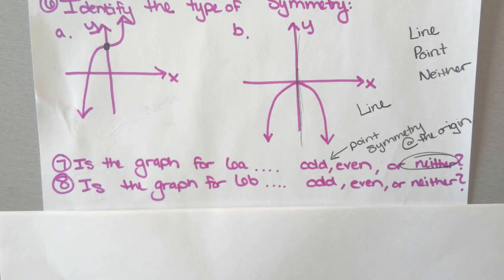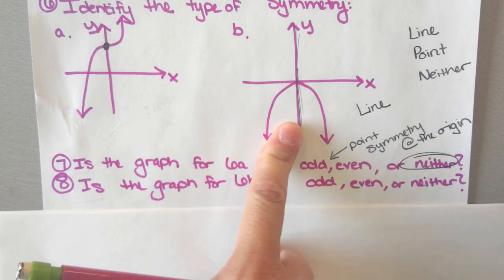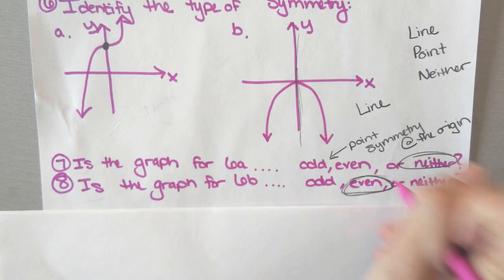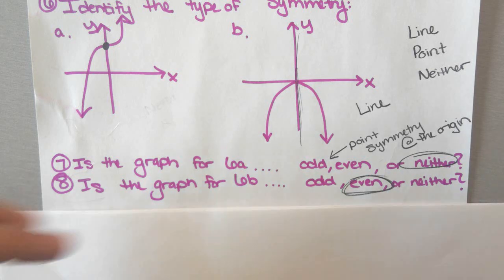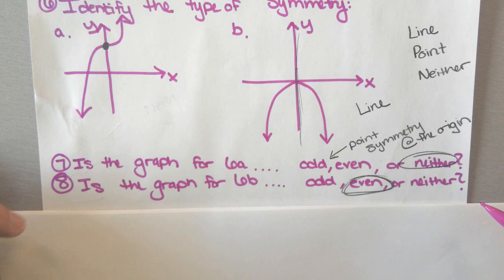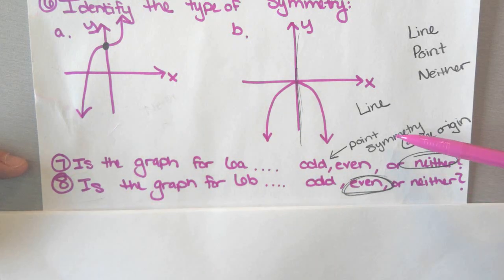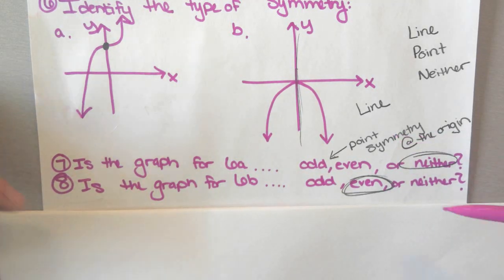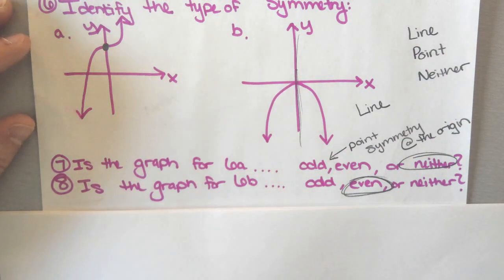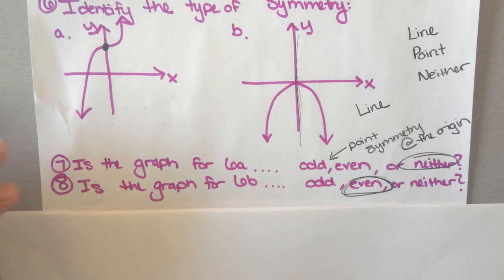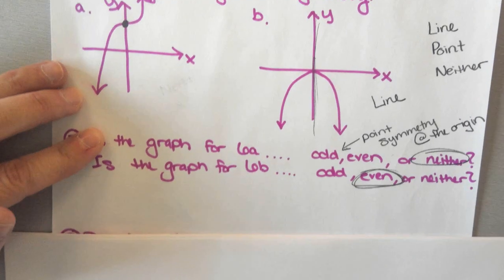How about number 8? So now we're looking at B. Odd, even, neither. Even is correct. It is line symmetric, but it's also even beyond that because the line of symmetry is the y-axis. So think of this as an extra step that you have to take. Not only does it have to have point symmetry, but it has to be at the origin. Not only does it have to have line symmetry, but it has to be at the y-axis. So it's almost like taking it a step further when you're thinking even, odd, neither.